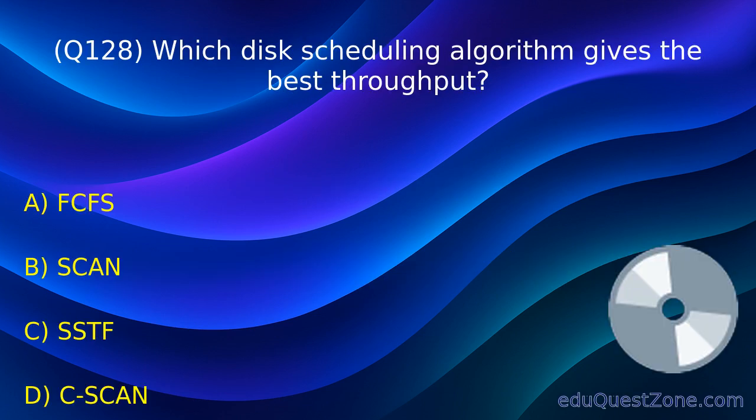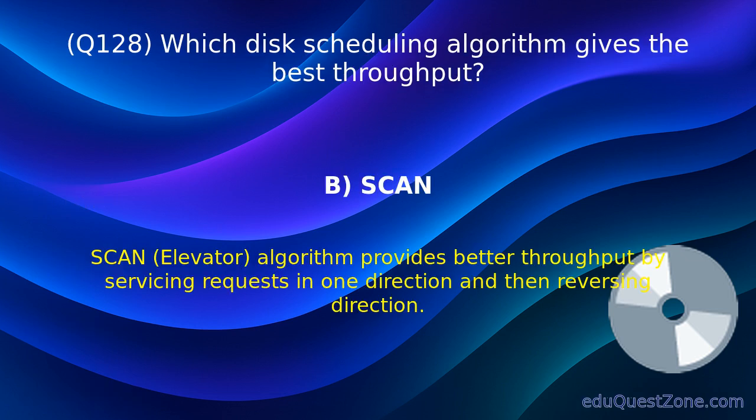Question number 128. Which disk scheduling algorithm gives the best throughput? Option B, scan. Scan or elevator algorithm increases disk throughput by moving head sequentially.